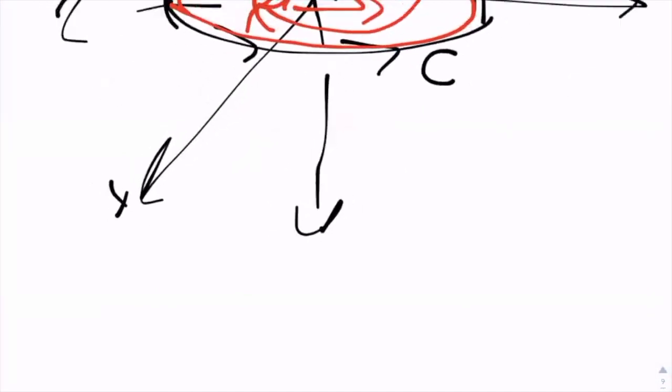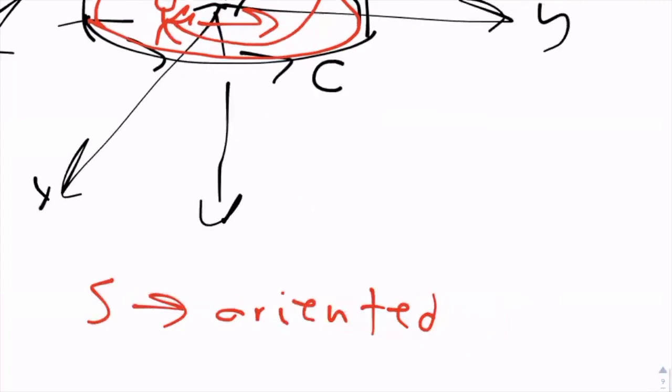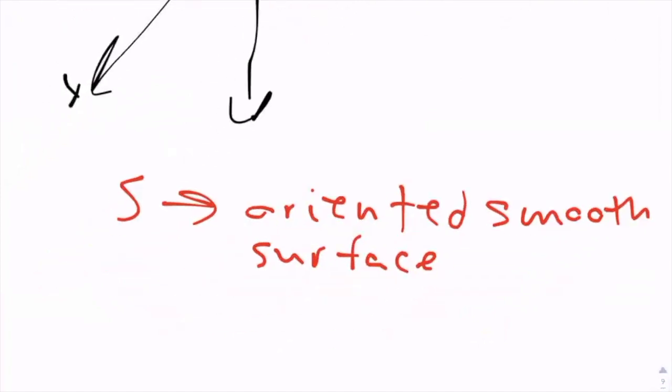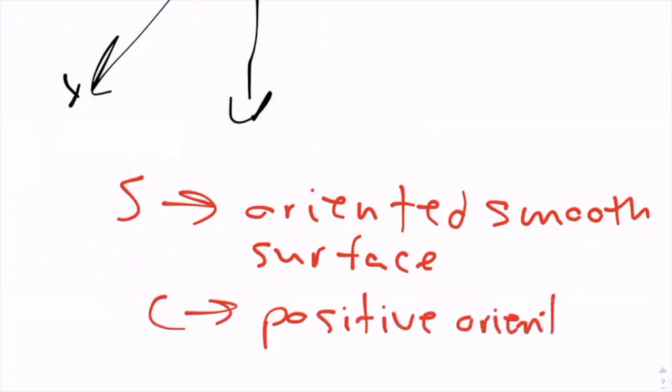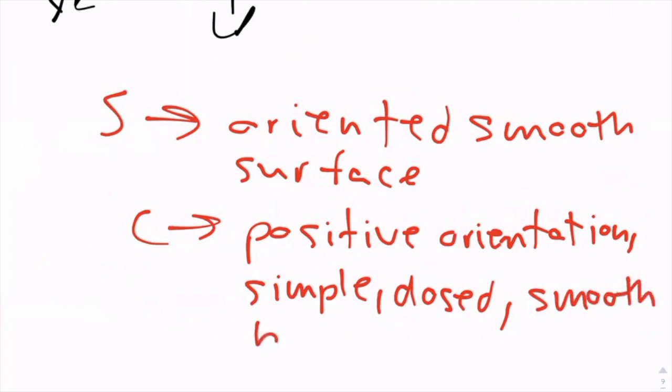let me just write these down. S, we can say S is an oriented smooth surface. And we can say C, positive orientation, simple, closed, smooth boundary curve.